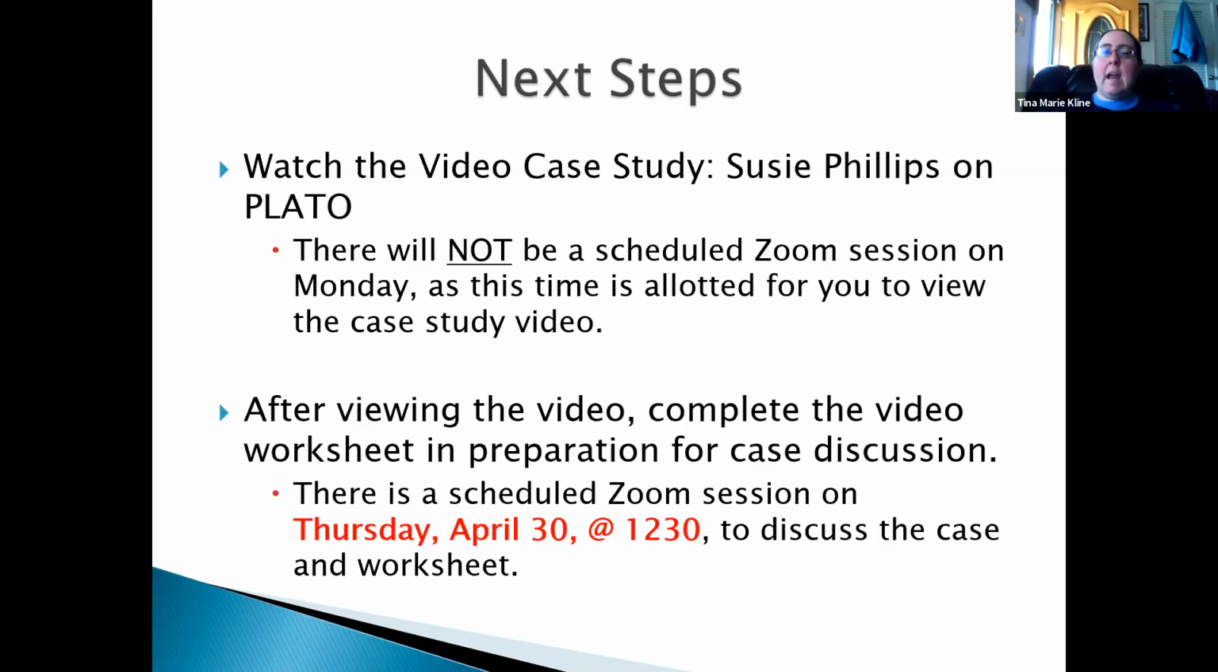There is a document, it's called an accompanying worksheet, that goes along with the case. And there are questions specifically related to Susie. I want you to fill that out. You can jot some notes as you're watching the case. You can fill it out afterwards. But that's going to be the basis for our discussion about this case. And there's the Zoom session that's on Thursday.